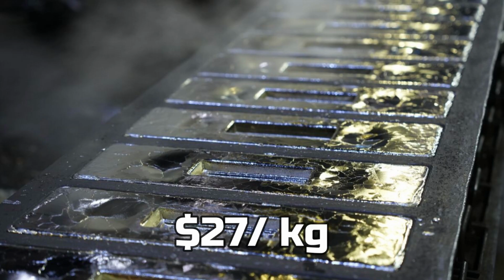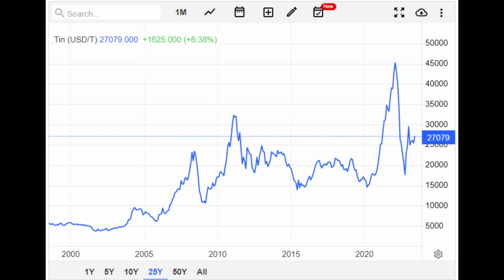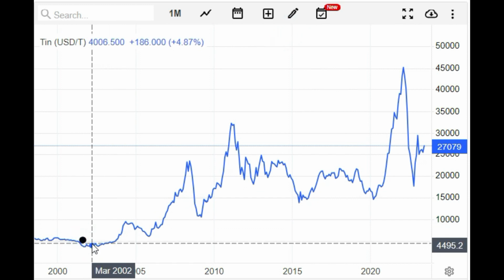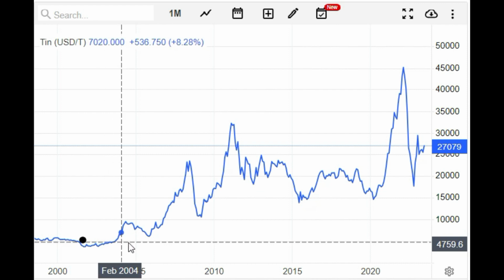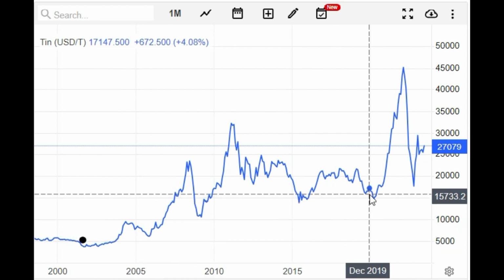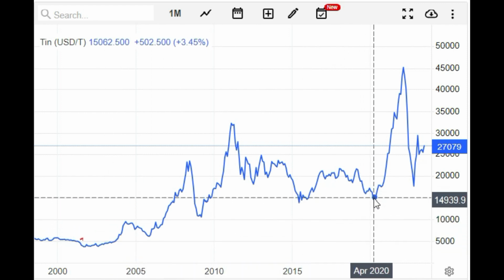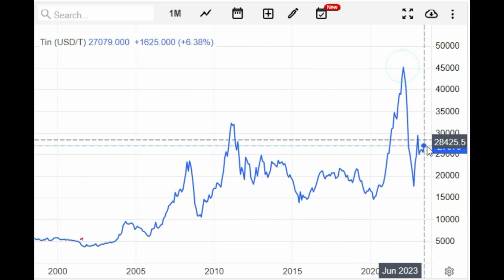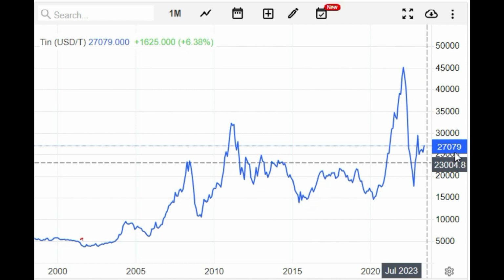Right now, the price of tin is about $27 per kilogram, and this is the price graph of tin over the years. Around the year 2000, it was about $5 per kilo. It continues to go up and down, and when we hit Corona, it's about $15 per kilo. All of a sudden, it skyrockets, and it reached near $45 a kilo. And now it comes down to around $27 a kilo.